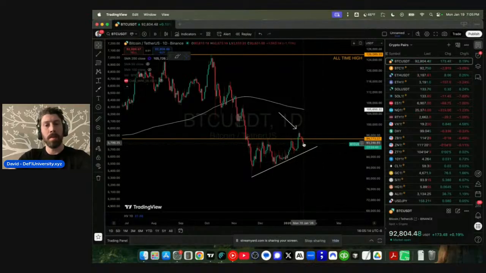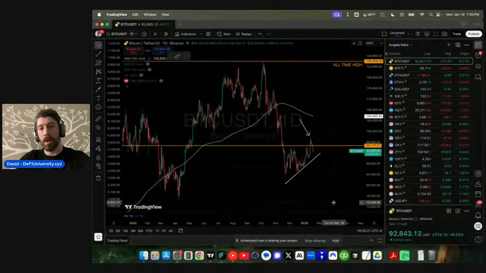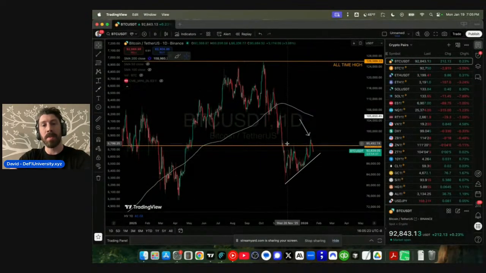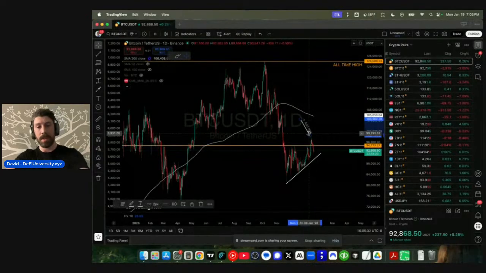So for right now, my bias is lower because the longer term trend here is lower. And this is a pretty well-defined bear flag pattern, and we got a pretty good false breakout here. This looks like a relief rally. That's what it looks like to me.